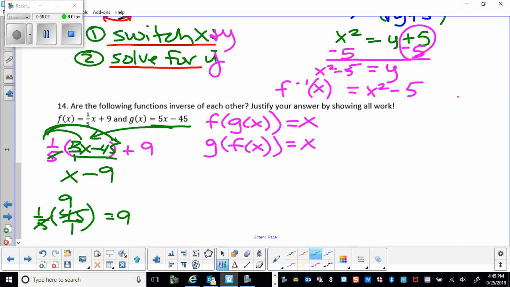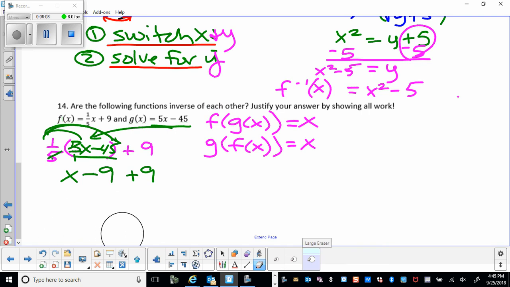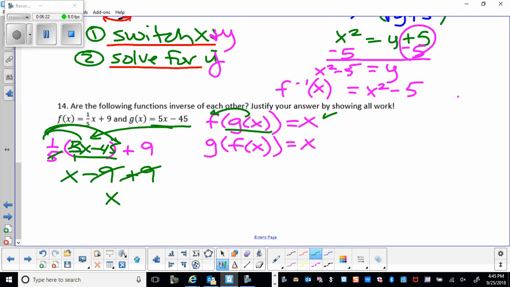So I get minus 9, and then I bring down that plus 9. Those add up to 0, so I get x. So that is this one. I put g into f. Now we're going to do this: we're going to take f and put it into g.